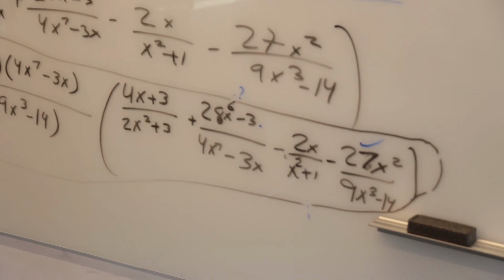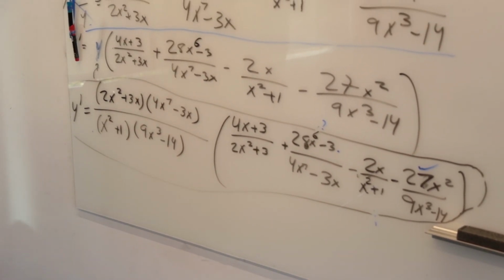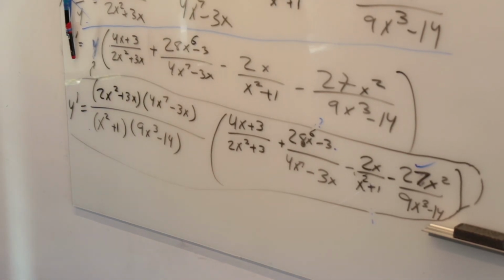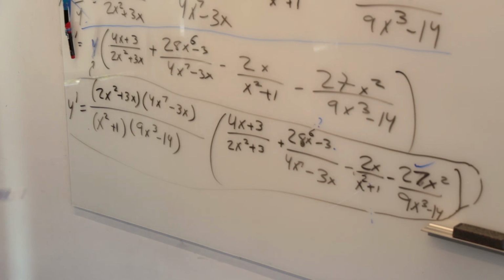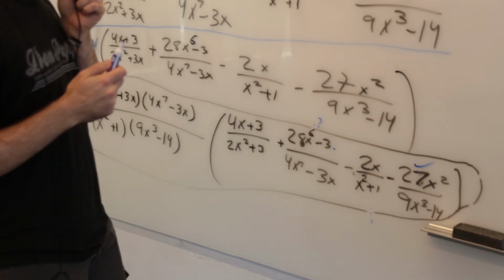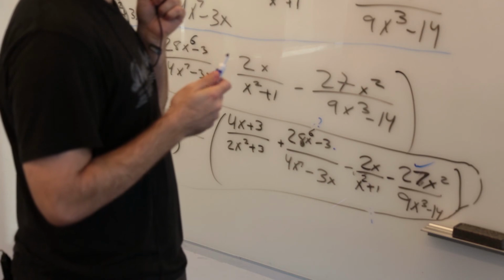Y prime is equal to 2x squared plus 3x times 4x to the 7th minus 3x divided by x squared plus 1 times 9x to the 3rd minus 14 multiplied by 4x plus 3 over 2x squared plus 3 plus 28x to the 6th minus 3 over 4x to the 7th minus 3x minus 2x over x squared plus 1 minus 27x squared over 9x to the 3rd minus 14.